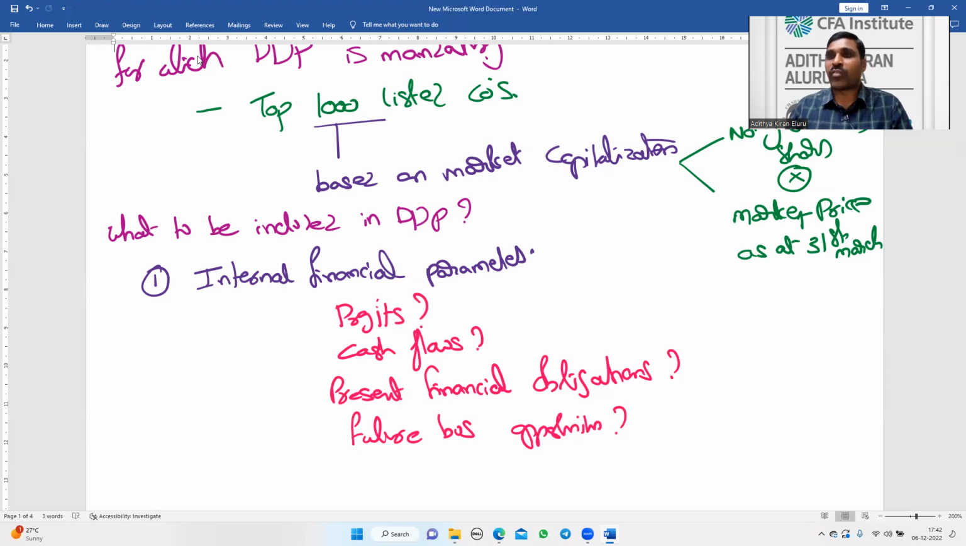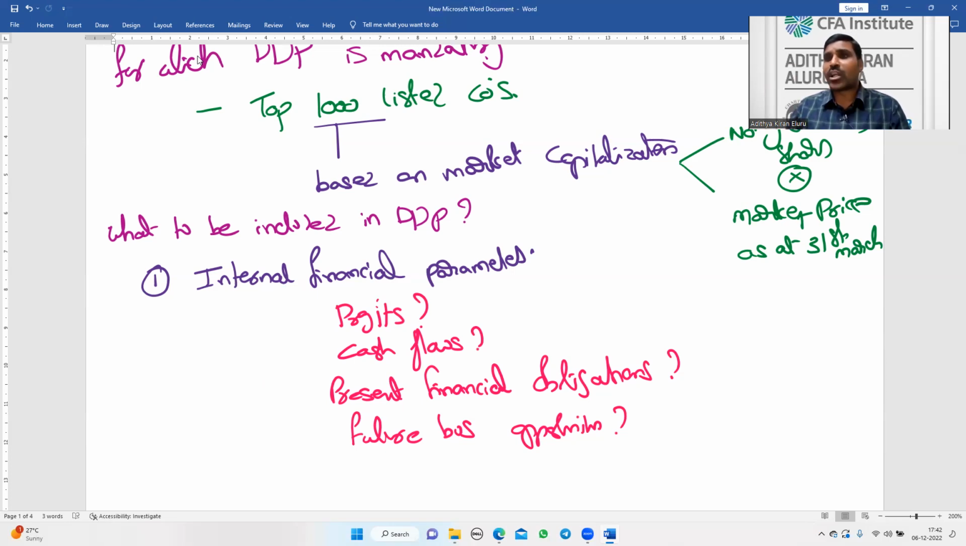Profits, cash flows, present financial obligations, and future business profits. Sir, I got good profits. Those good profits are realized in the form of cash. I don't have much future financial obligations, and I don't have future business opportunities. Then I can pay dividend.